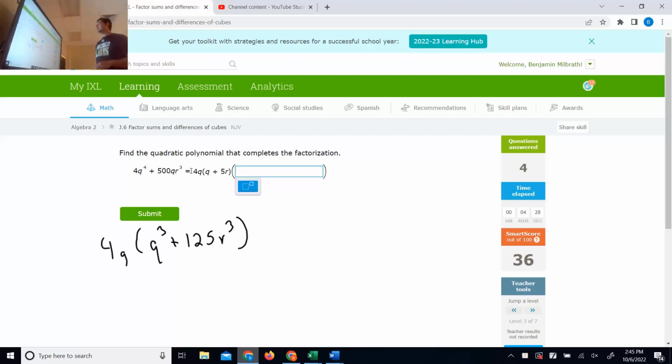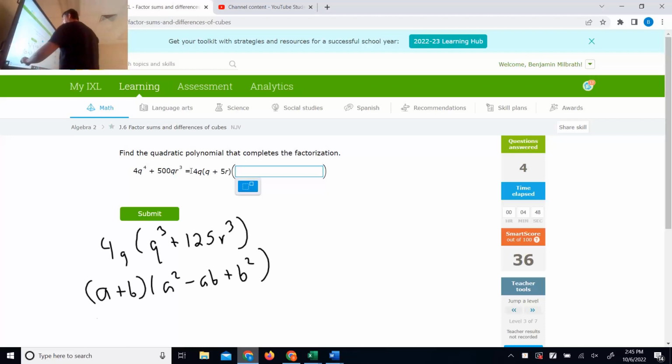All right. This q plus 5r, well, if I think about my pattern that I just did, and I'll write that pattern out for you again: a plus b times a squared minus ab plus b squared. To create a q cubed, I use the letter q for a. A is q. To create 125r cubed, 5 times 5 times 5 is 125, and r times r times r is r cubed. So b is going to be 5r. So that's where that q plus 5r comes from.